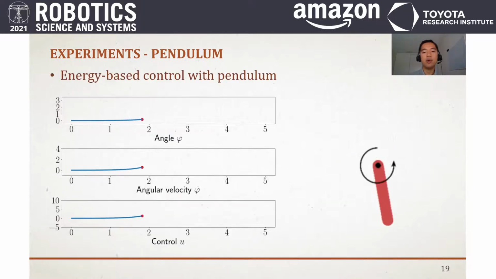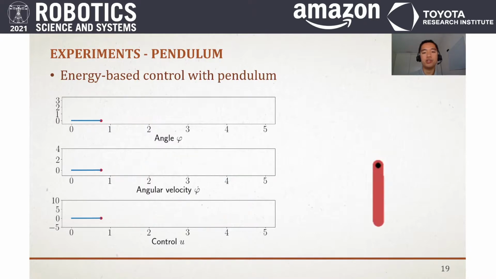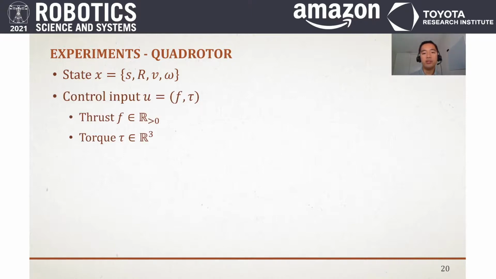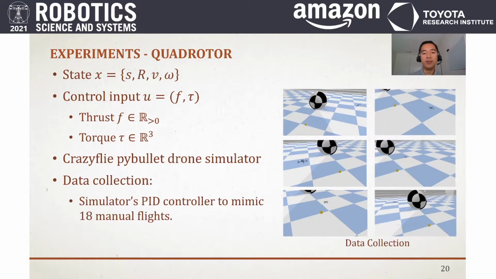This is a demo of our energy-based controller smoothly driving the pendulum to the upright position. Next, we validate our approach with an under-actuated quadrotor with 1D thrust and 3D torque. We use a drone simulator and collect data from 18 flights.